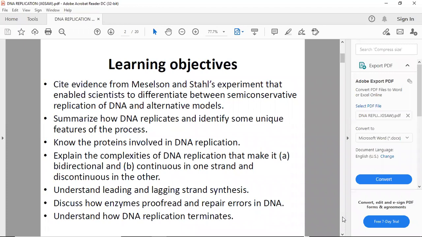And then we are going to know the proteins that are involved in DNA replication. We're also going to explain the complexities that are involved in DNA replication that make it bidirectional, and also continuous in one strand and discontinuous in the other strand. And then we are going to understand leading and lagging strand synthesis. And then we'll discuss how enzymes proofread and repair errors in DNA that take place during DNA replication. And then we're also going to understand how DNA replication terminates, the termination of DNA replication.